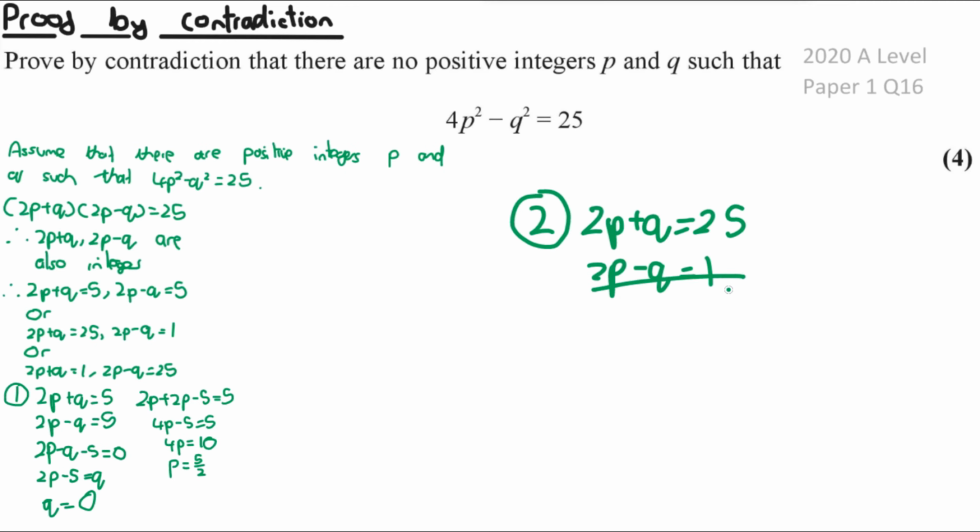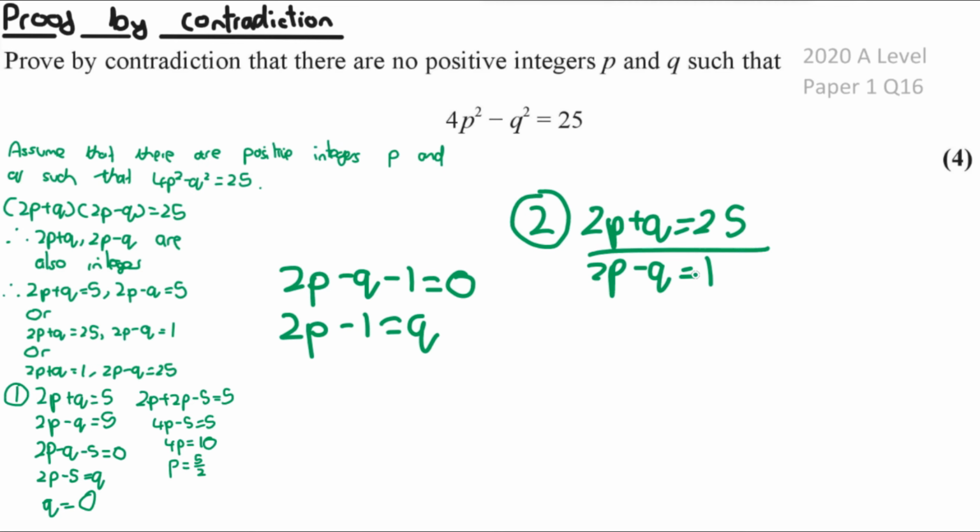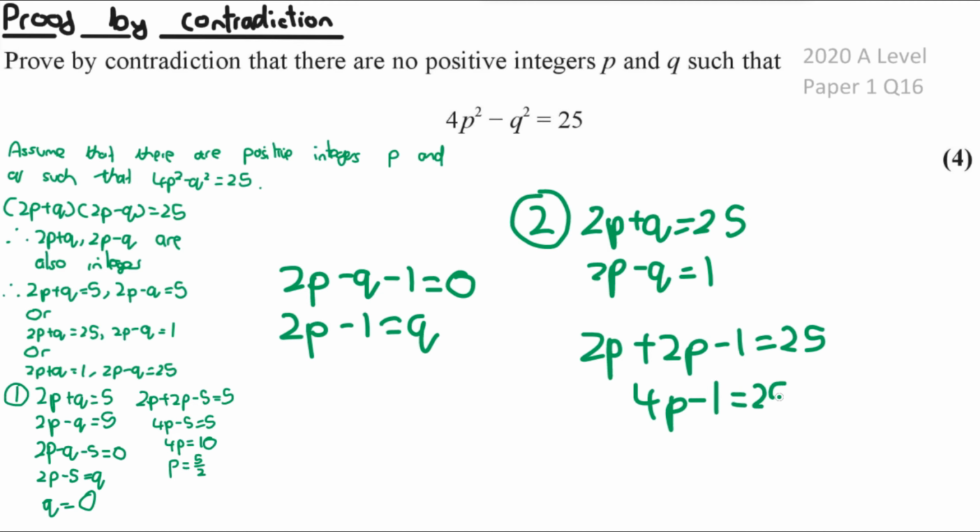So for the second pair of simultaneous equations, we do the same thing. We rearrange this to get 2p minus q minus 1 is equal to 0. And then we can rearrange this to make q the subject, 2p minus 1 is equal to q. And then sub that into here to get 2p plus 2p minus 1 is equal to 25. So this is 4p minus 1 is equal to 25. So 4p is equal to 26. So therefore p is equal to 26 divided by 4, which is 13 over 2.